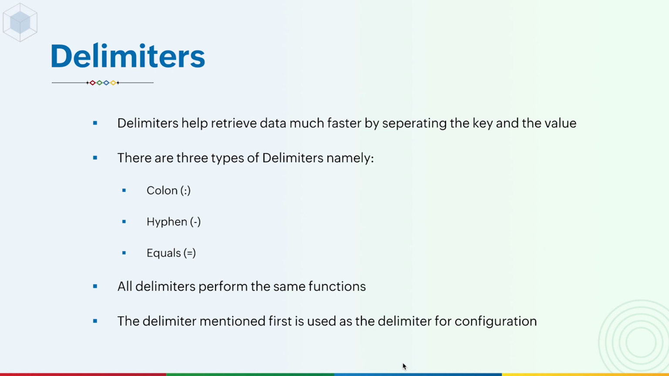While using the key value approach, the delimiters help extract the data by acting as separators. There are three types of delimiters that Zoho CRM allows, namely the colon, hyphen, and equals. All these delimiters have no differences in their specifications as they perform the same functions.